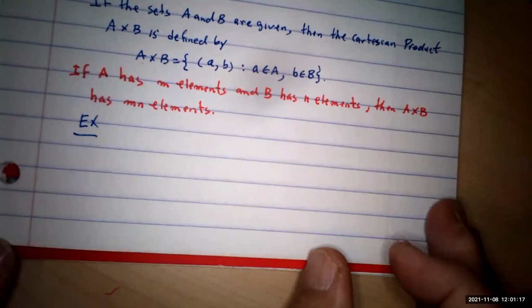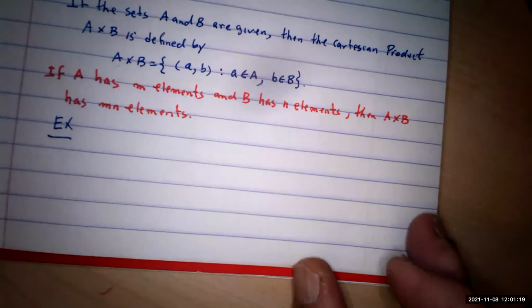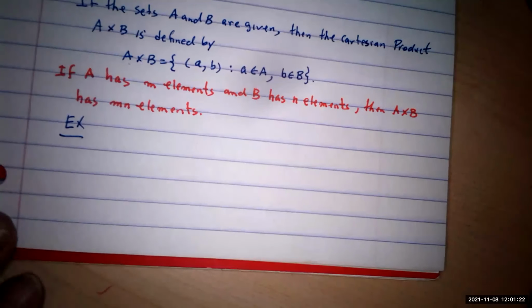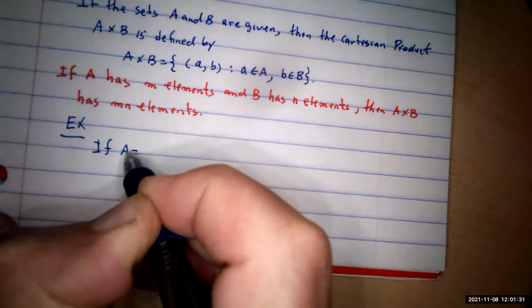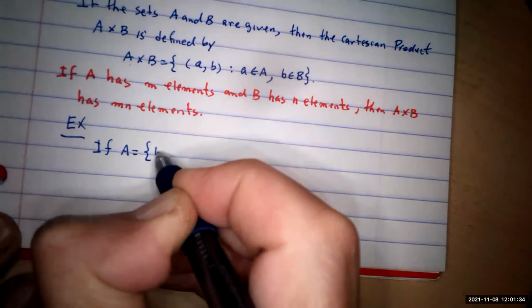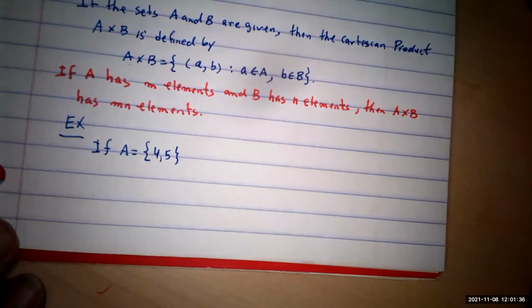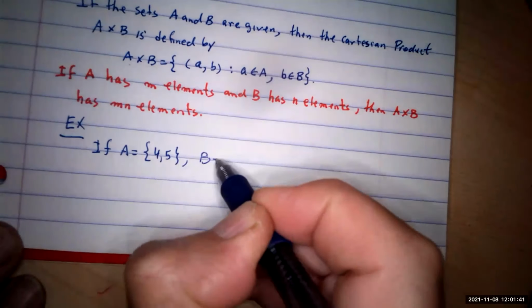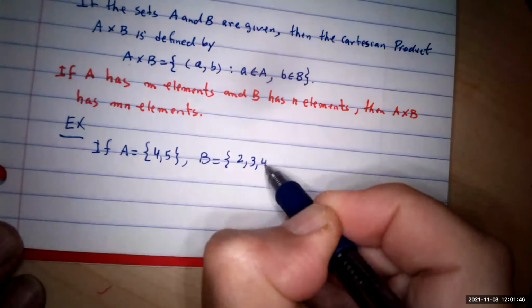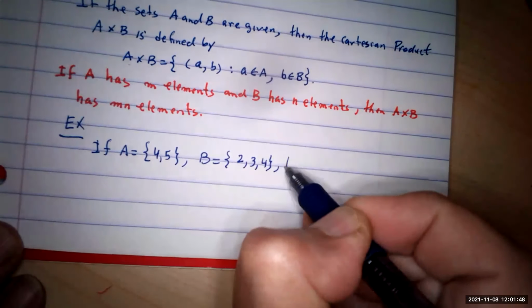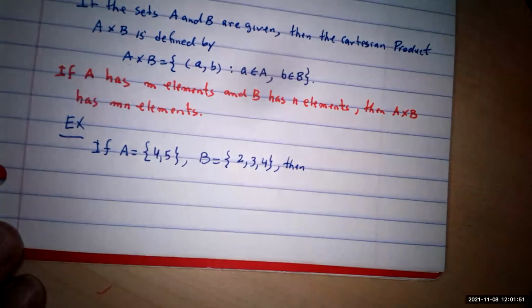Okay, so let's get this example. First, I remind you what this Cartesian product was, and then I bring that problem. Example 1 is that if simply we have 2 sets, I just want to make sure that you use correct notation. If A is {4, 5} and B is {2, 3, 4}, then you are going to have the following.